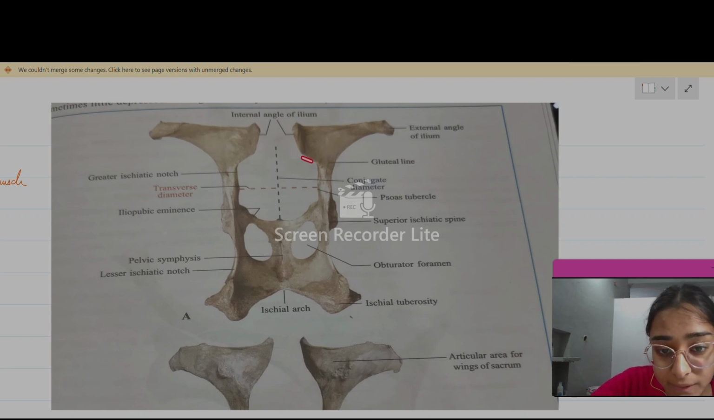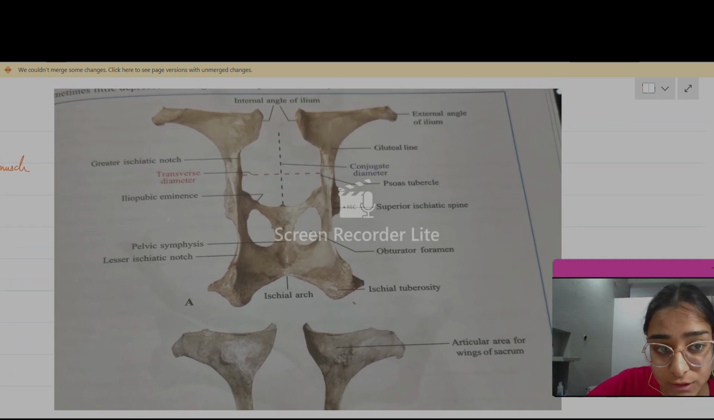At the medial side, psoas tubercle is present and lateral border is concave. All the 3 borders are concave. Lateral border consists of superior ischiatic spine and greater ischiatic notch is present at the medial border. We can measure the diameter with 2 parameters, that is transverse diameter and conjugate diameter.